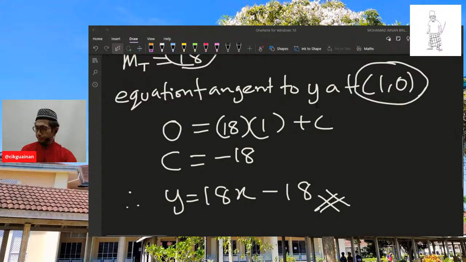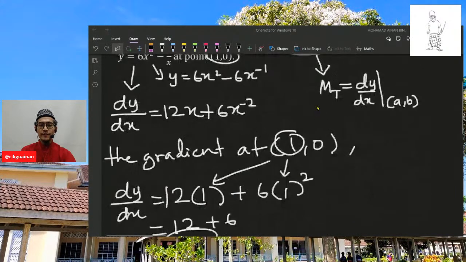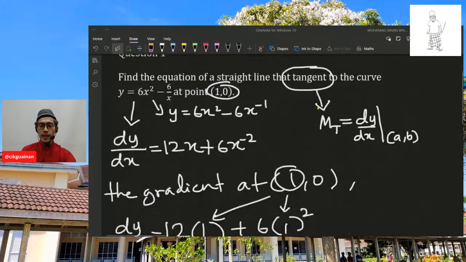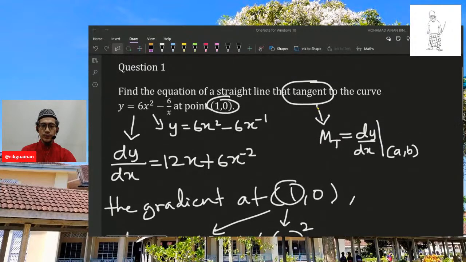Within how many minutes? Within 7 minutes, we already solved the first question. Now let's go into the second one.